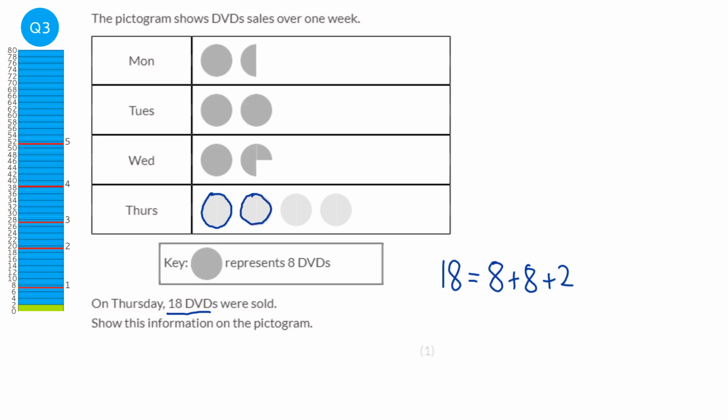But how do we represent 2? Well, if you think about it, if we cut this up into quarters, each quarter will represent 2. So 2, 4, 6 and 8. So we just need another quarter. And so that would be 8 for the first one, 8 for the second one, and then this little quarter will represent 2, which altogether is 18.